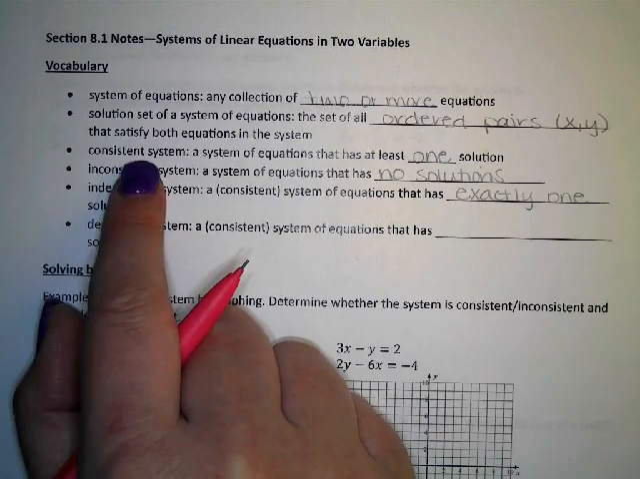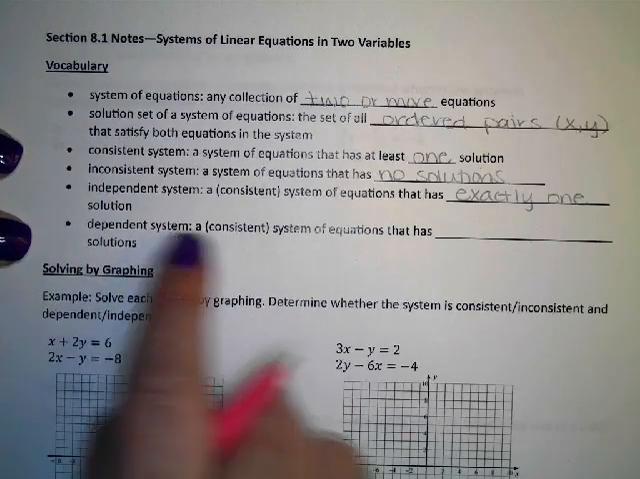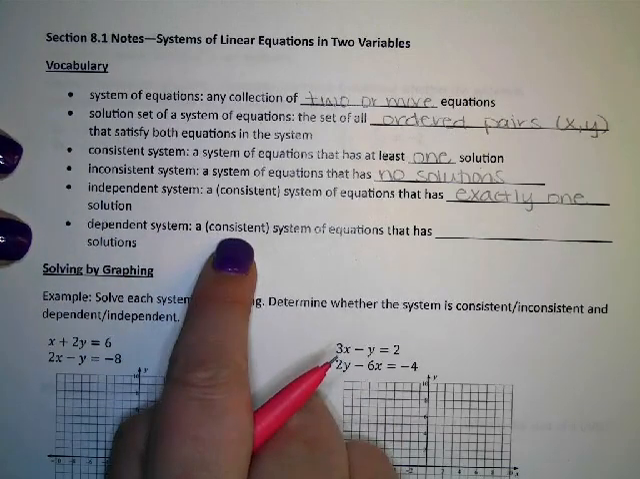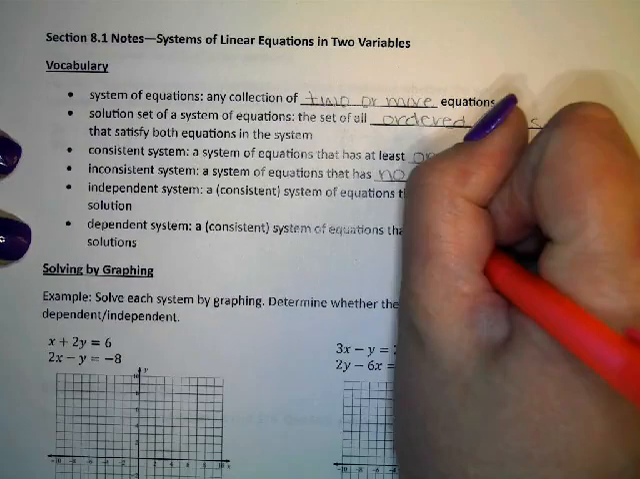A consistent system could also be lines that are directly on top of each other. That would be at least one solution, but it would be more than one solution. And that's what a dependent system is. It's a consistent system because it has at least one solution, but it's a system of equations that has infinitely many solutions.